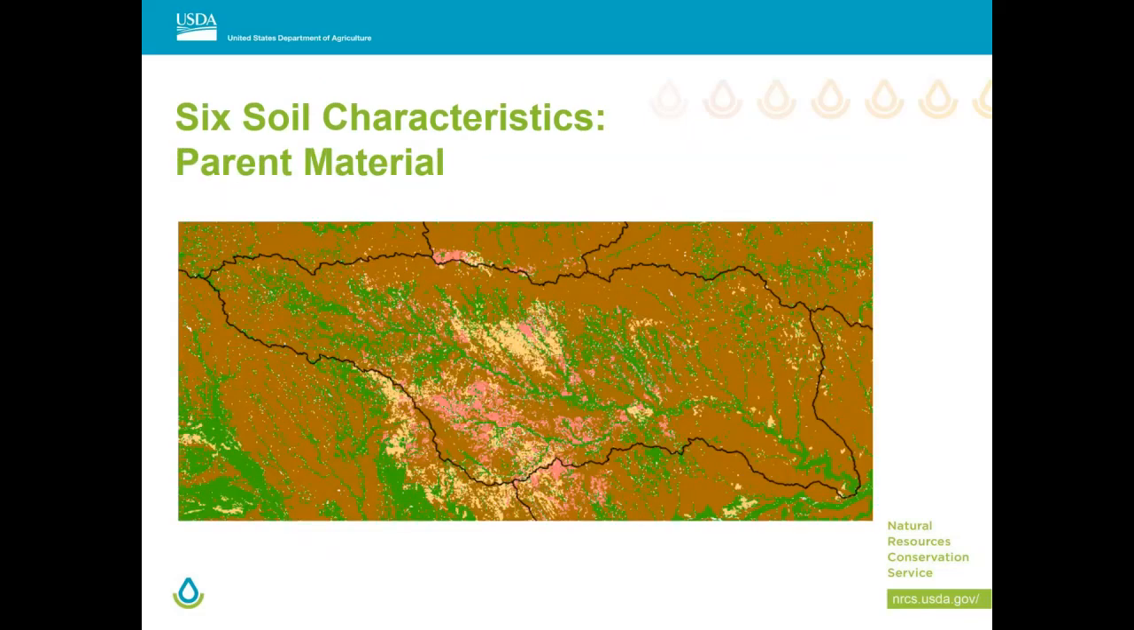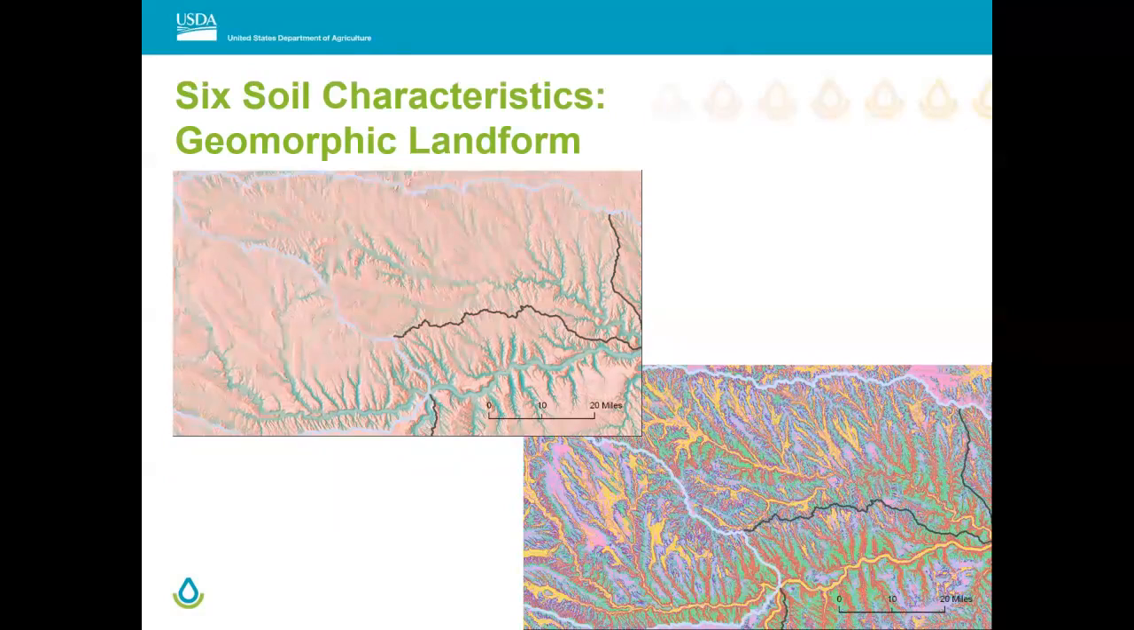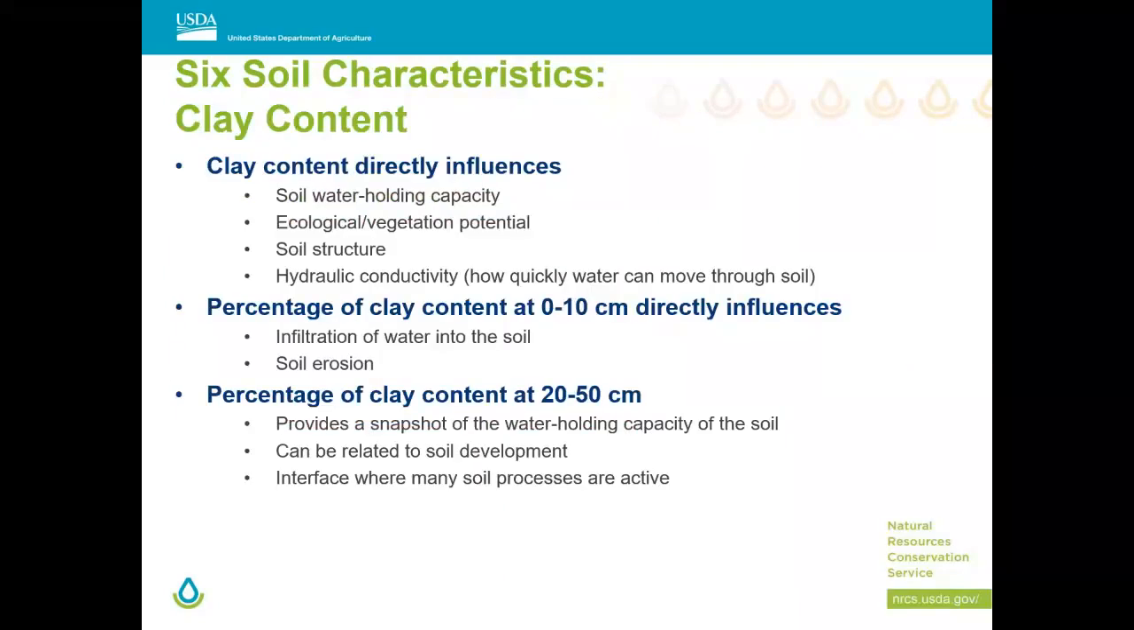Here's an example of the parent material where dark brown is residuum, green is alluvium, with a smattering of aeolian and colluvium. Here's an example of the generalized geomorphic hill slope positions with shaded relief above for comparison.